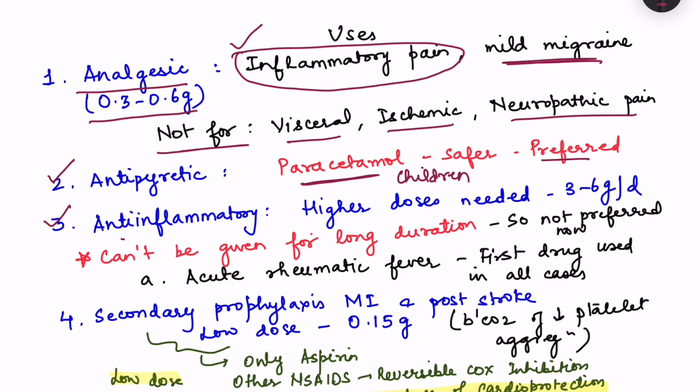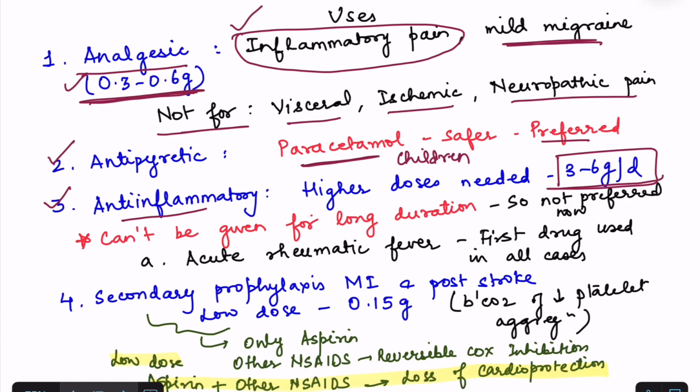Third, anti-inflammatory. Yes, higher doses are needed, very important. So you see here analgesic 0.3 to 0.6 gram. Anti-inflammatory, it is 3 to 6 gram per day. That is 10 times the analgesic dose. So that's why it can't be given for long duration, because it is not tolerated well when given in such high doses.